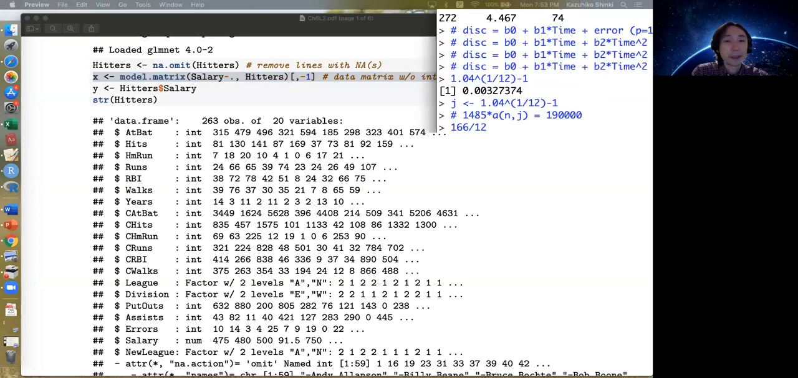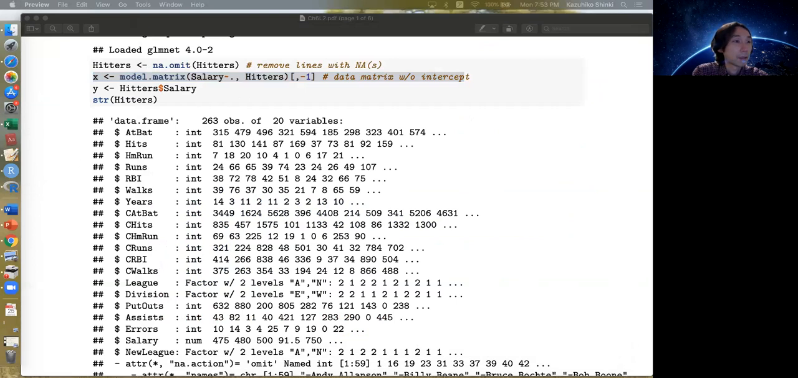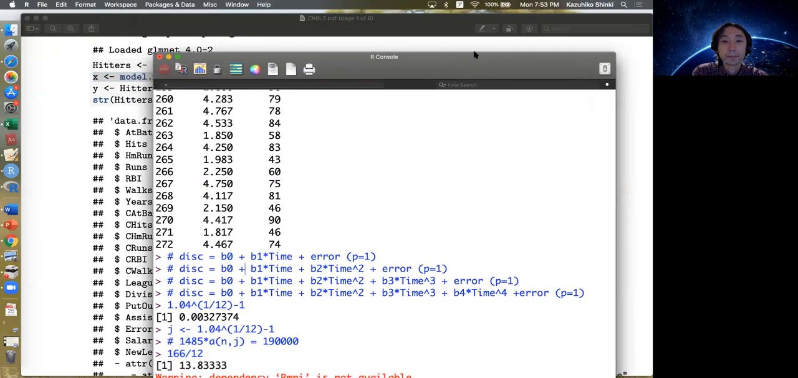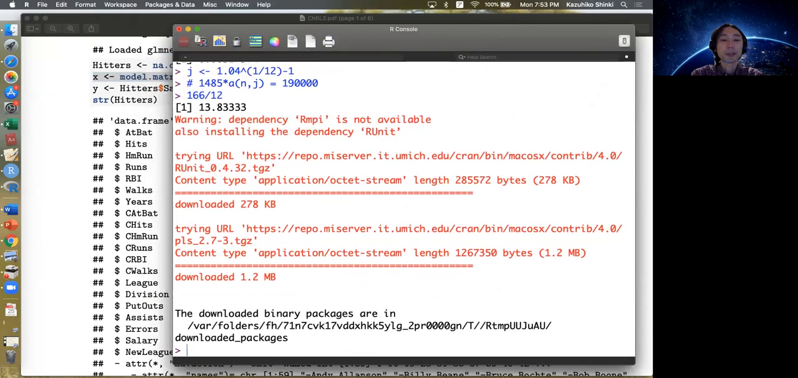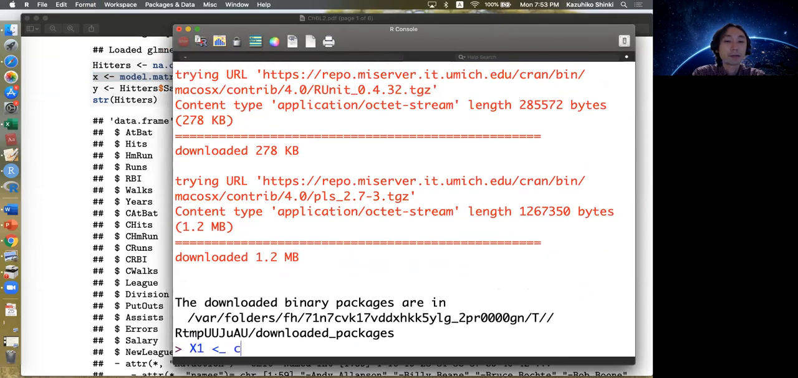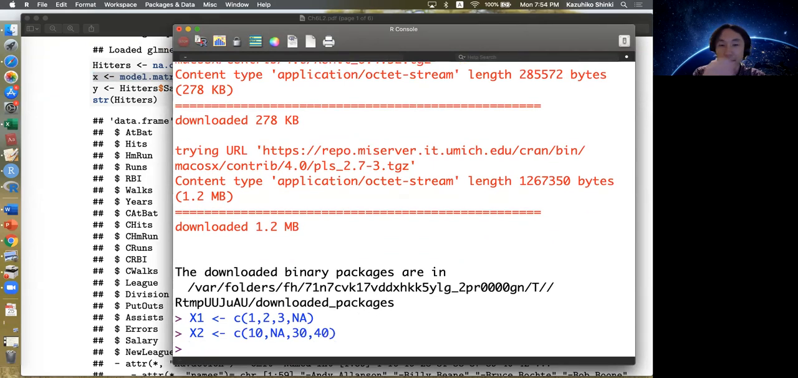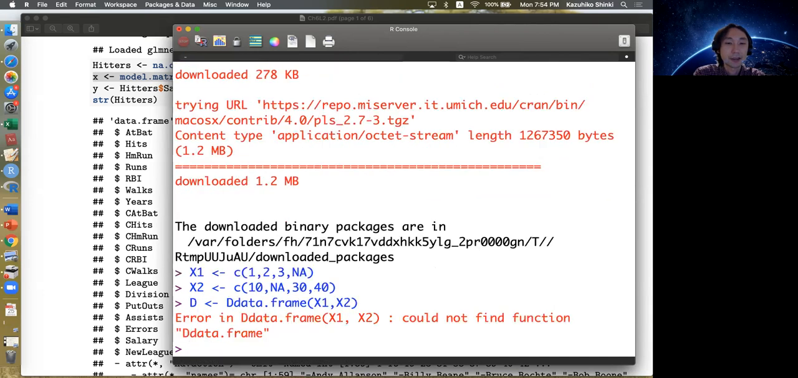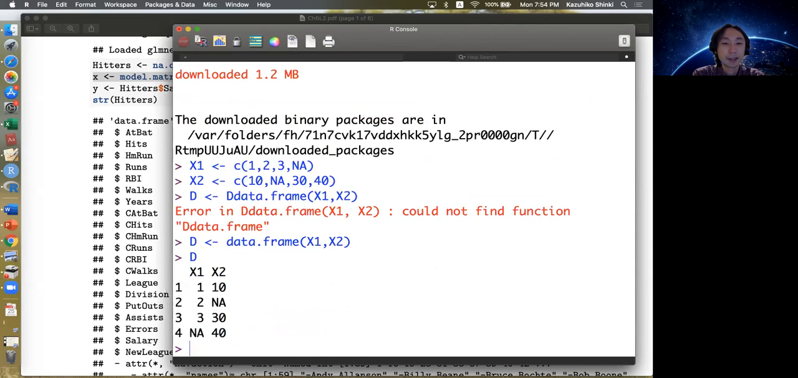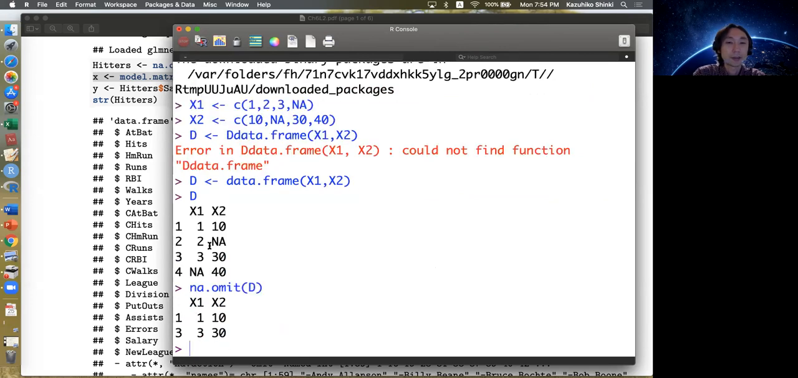Okay, so let me see. For example, suppose that you can see the data. Suppose that x1 is maybe 1, 2, 3, then NA. And the x2 variable is 10, NA, 30, 40. Then we can define the data frame of x1, x2. Maybe we define this as D. Then D is here. Then na.omit D basically removes all lines with one or more NAs. So only the first line and third line remain.